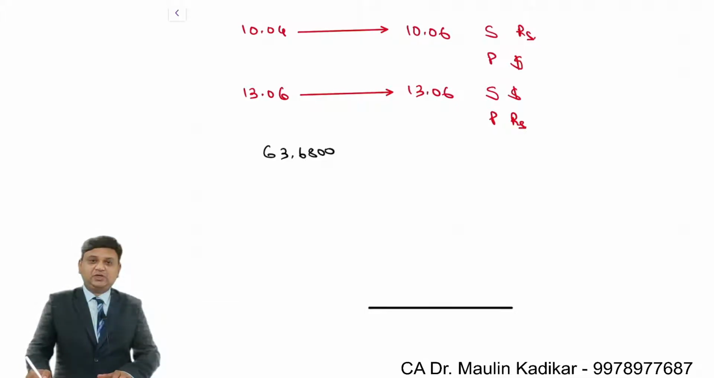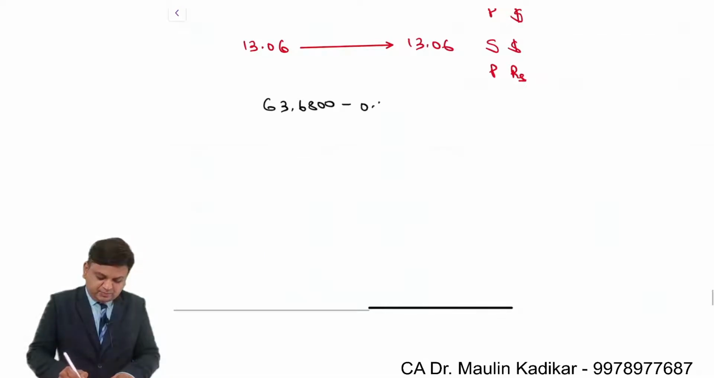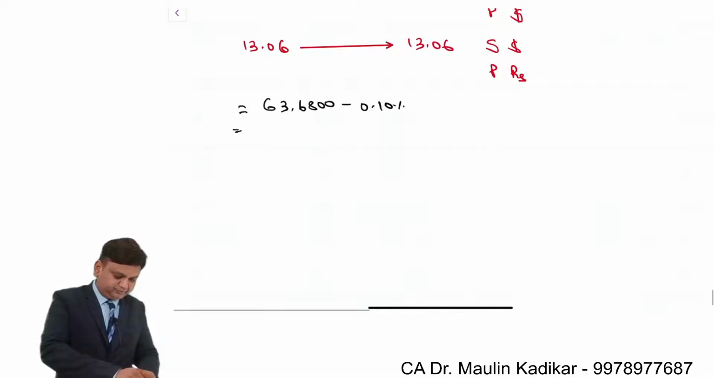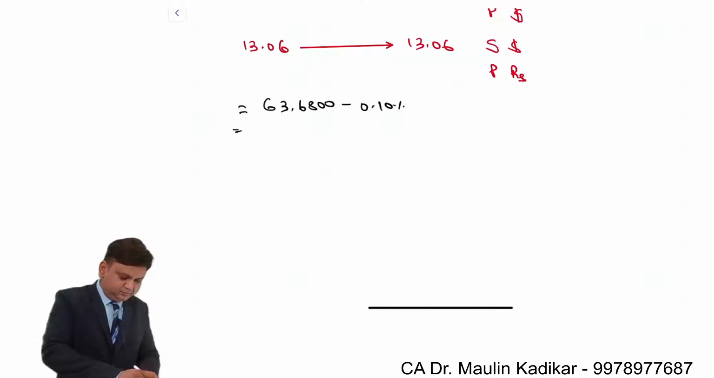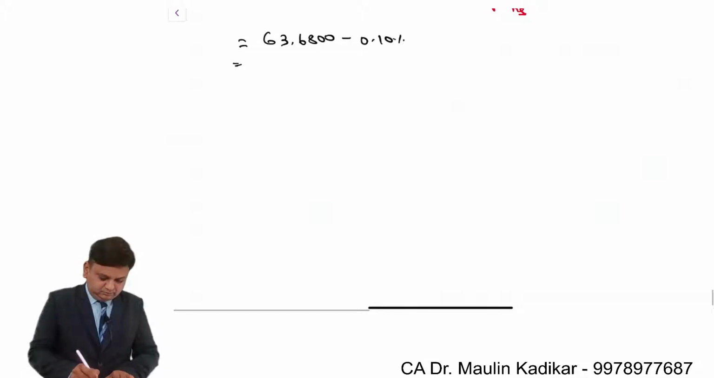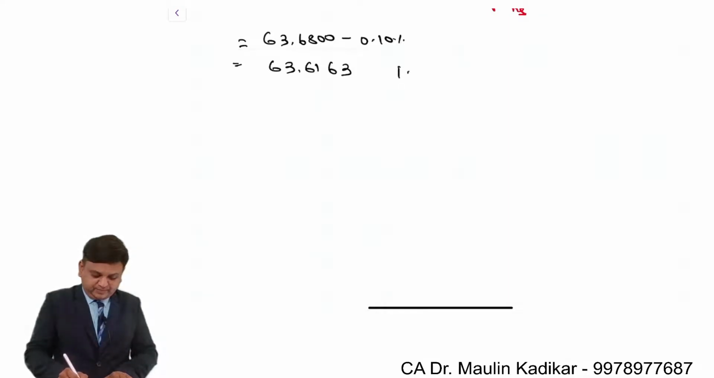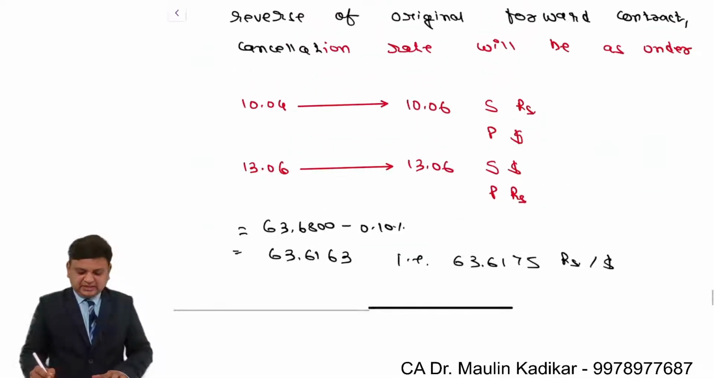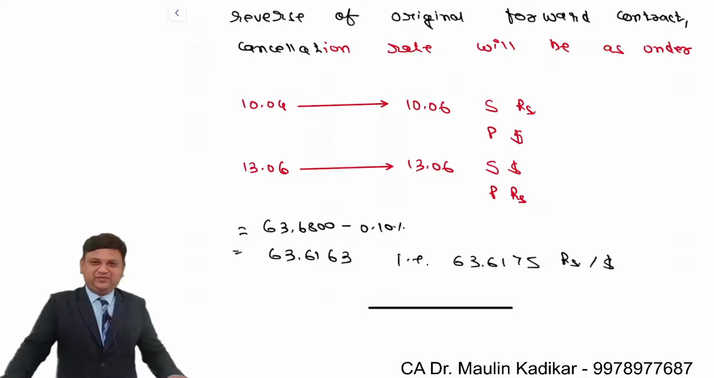We know that the purchase dollar means you will receive less dollar as a customer, so it is negative 0.10 percentage. So 63.68 minus 0.10%, 63.6163, that is 61.6175 rupees per dollar, that is in multiple of 0.0025.